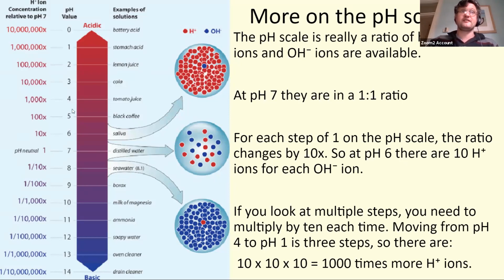If I go from 7 to 5, I've got to do it 10 times and then 10 times again. 10 times 10 is 100. I need 100 hydrogen ions for each hydroxide ion, which is what you can see in this diagram here. So if you went all the way up to pH 1, you have 1 million hydrogen ions for each hydroxide ion. Gives you an idea of just how potent those things can be.